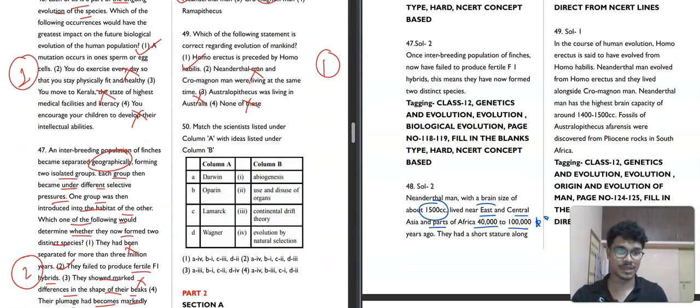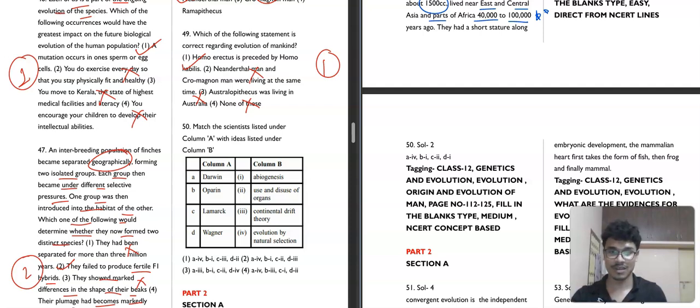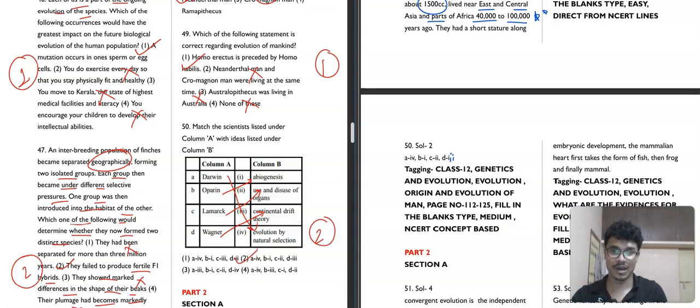Then question number 50. Match the column is given. So Darwin had the theory of evolution by natural selection. Oparin and Haldane, you know, so Oparin had abiogenesis. Then Lamarck had use and disuse of organs. Wegener, continental drift theory. So here the second option will be your correct answer. Here it is 3, it should be a printing mistake. Then moving toward the next part 2.